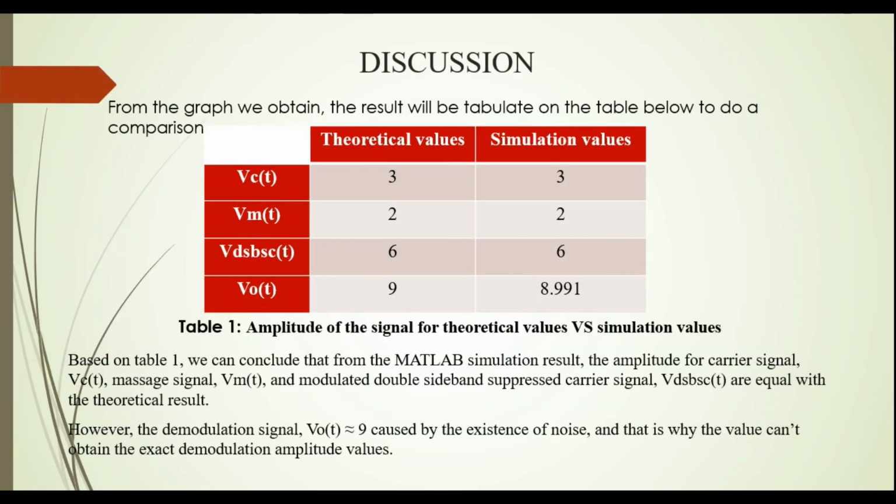For discussion, we will compare the theoretical values and simulation values. For voltage carrier, modulated and double sideband suppressed carrier, we get the same value for the theoretical and simulation values. But for the output value, the V output is similar. For the simulation value, we get a similar output amplitude, which is 8.991. This is caused by the existence of noise, and that is why the simulation does not obtain the exact demodulation amplitude value, which is 9.